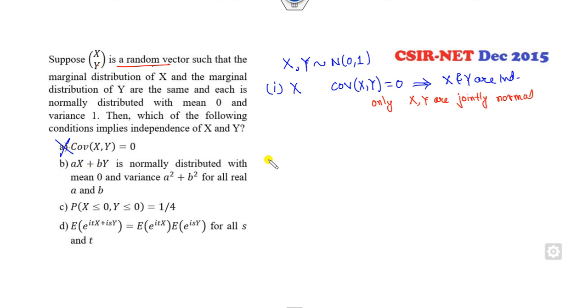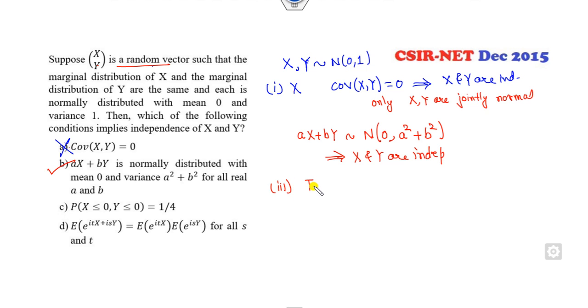Ax plus by is normally distributed, he said. What is the mean of this? 0. Variance is a square plus b square. This happens only when x and y are independent. Otherwise there is a 2 times covariance also. So if this happens, it means the covariance is also involved. Probability of this happens.